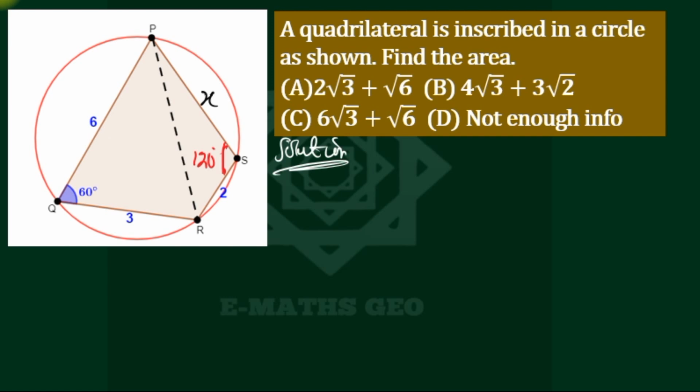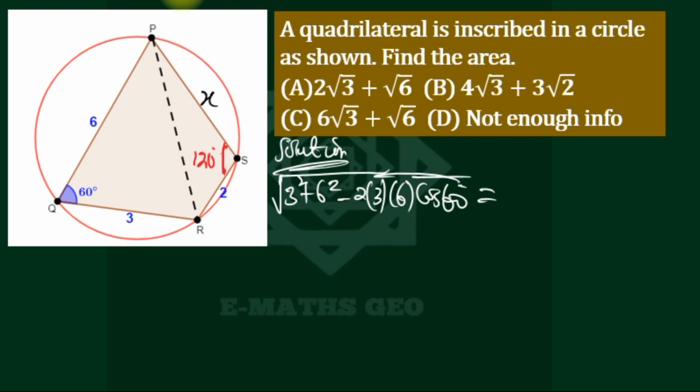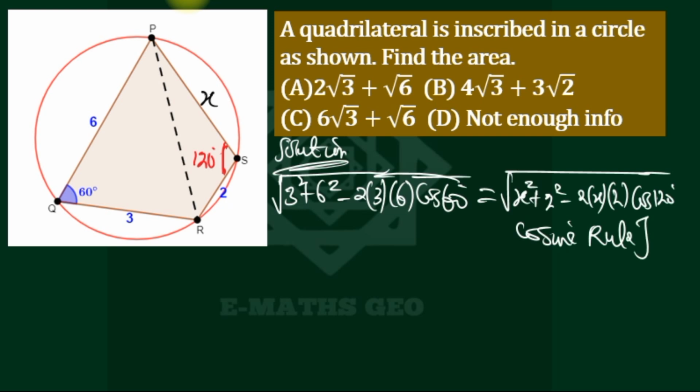In the first triangle, if I want to get PR, using cosine rule, I have the square of this side equals 3 squared plus 6 squared minus 2 times 3 times 6 cos 60. That's the square of the auxiliary line in terms of the first triangle. In terms of the second triangle, it is x squared plus 2 squared minus 2 times x times 2 cos 120. Yes, that's because of cosine rule.